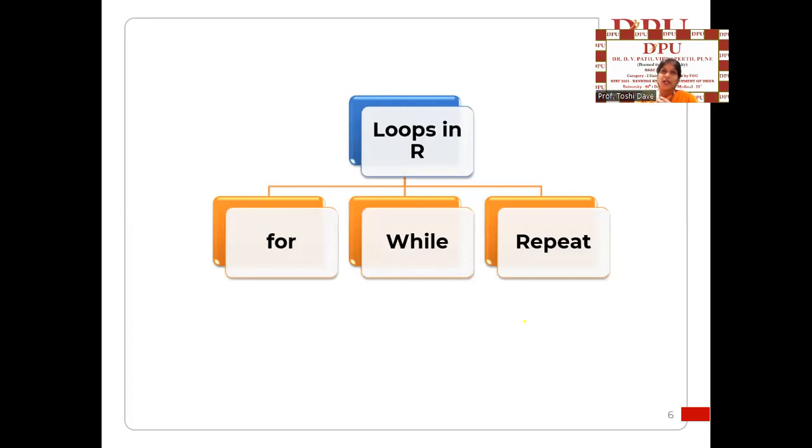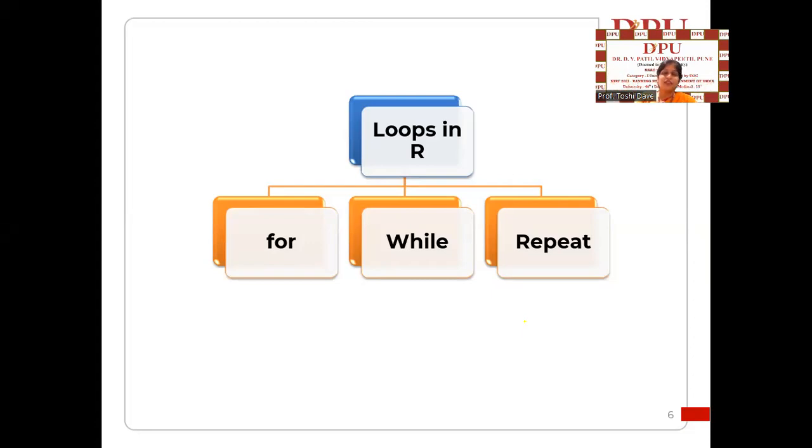Loops in R. What are loops? See, loops are used to repeat something. Let us take an example. The fan will rotate continuously. If you switch it on, the fan will rotate continuously. When will the fan stop rotating? There is again a condition. If you want to stop that repetitive activity of the fan rotating, what do you need to do? You have to put a condition.